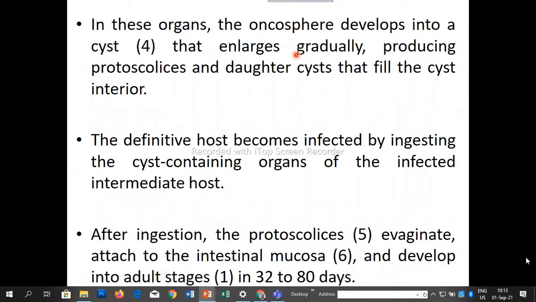Then, in these organs, the oncosphere, this is the larva, develops into cysts that enlarge gradually, producing protoscolices and daughter cysts that fill the cyst cavity. Then the definitive hosts become infected by ingesting the cyst-containing organs of the intermediate host. After ingestion, the protoscolices evaginate, attach to the intestinal mucosa and develop into adult stages in around 80 days.